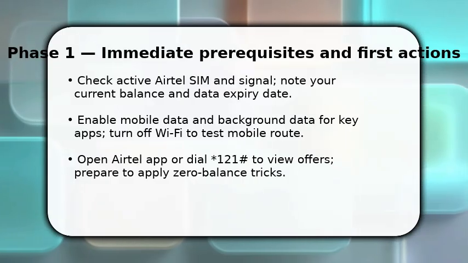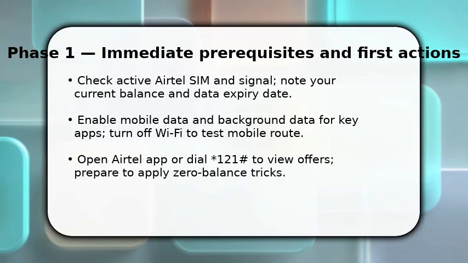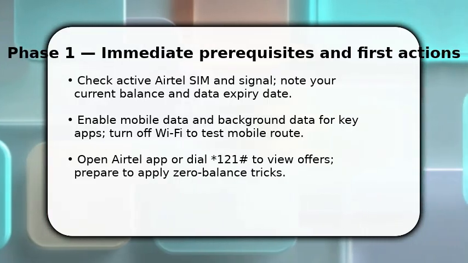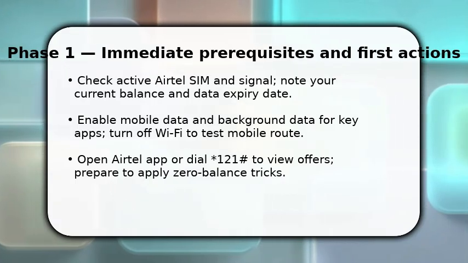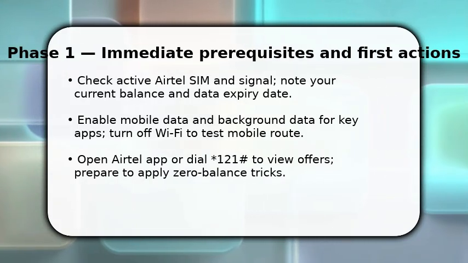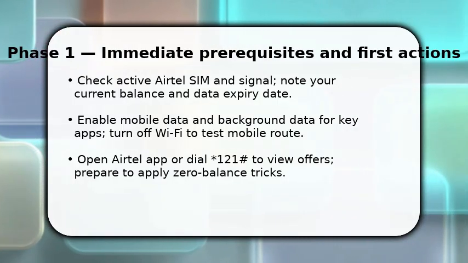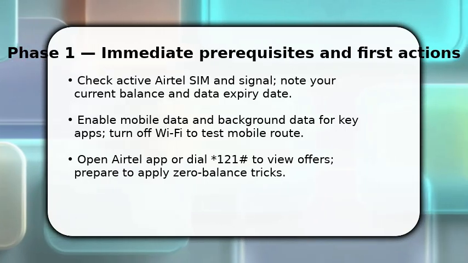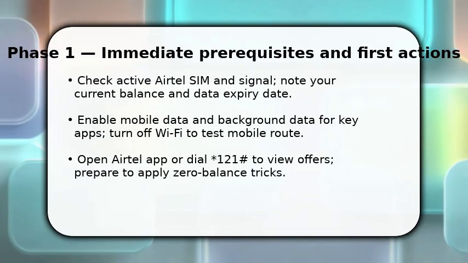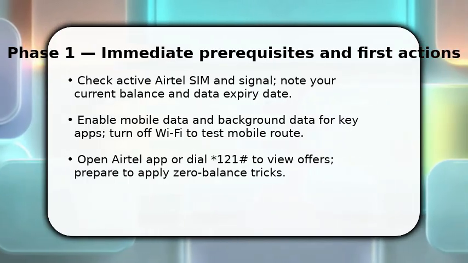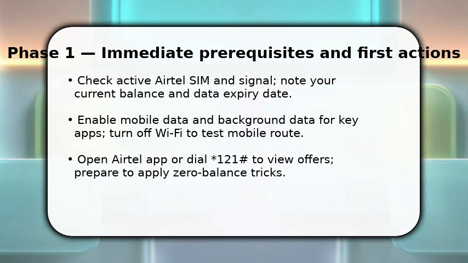Confirm your Airtel SIM is active and you have signal because you cannot trick connectivity. Once done, check balance and data expiry in the Airtel app or by dialing *121# and make a note. Enable mobile data and allow background data for critical apps. This prepares the system. You do this now so subsequent tricks, like free access windows or zero balance credit options, work immediately without wasting time on basic setup.